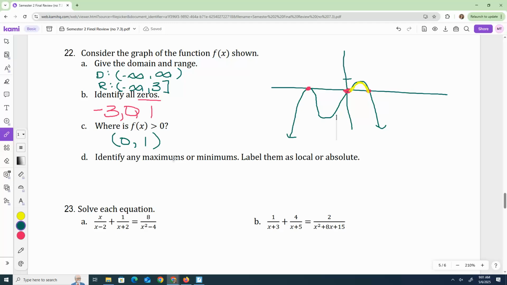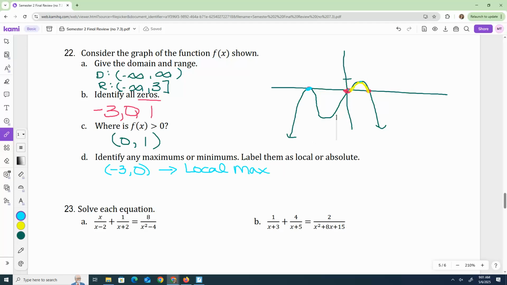All right, and then I want maxes and mins. Maxes and mins are just high and low points on the graph. So I can see right here, this point is higher than the ones on either side of it. So there's a couple ways to list it. I think I did function notation. If you did the ordered pair, that's fine. You could say -3, 0. Is that the highest on the entire graph? No, so we just call that a local max. It's higher than the points on each side of it.